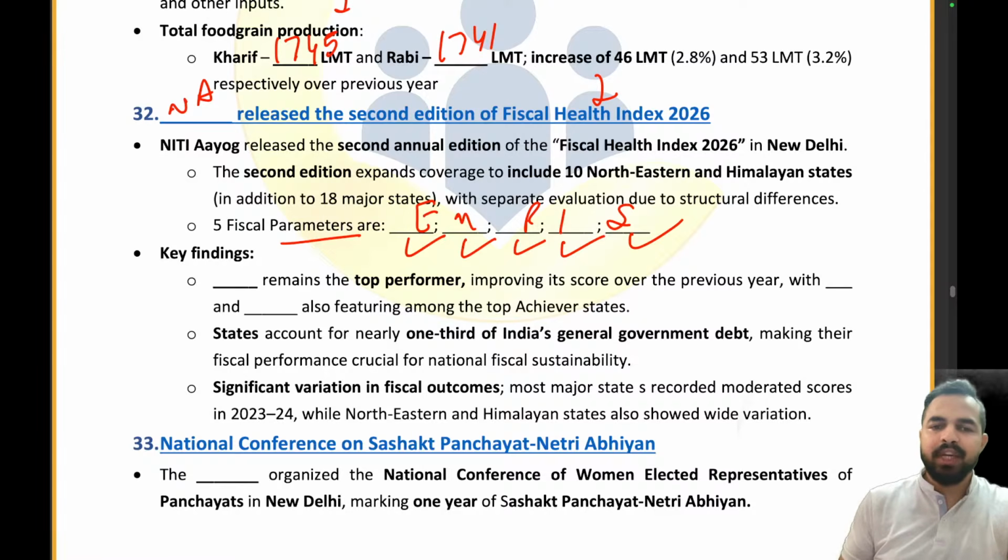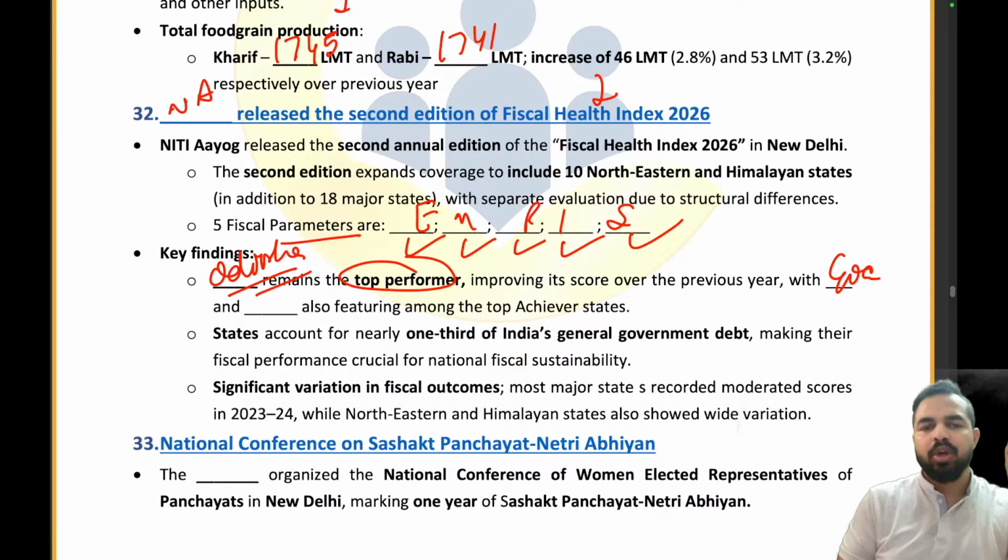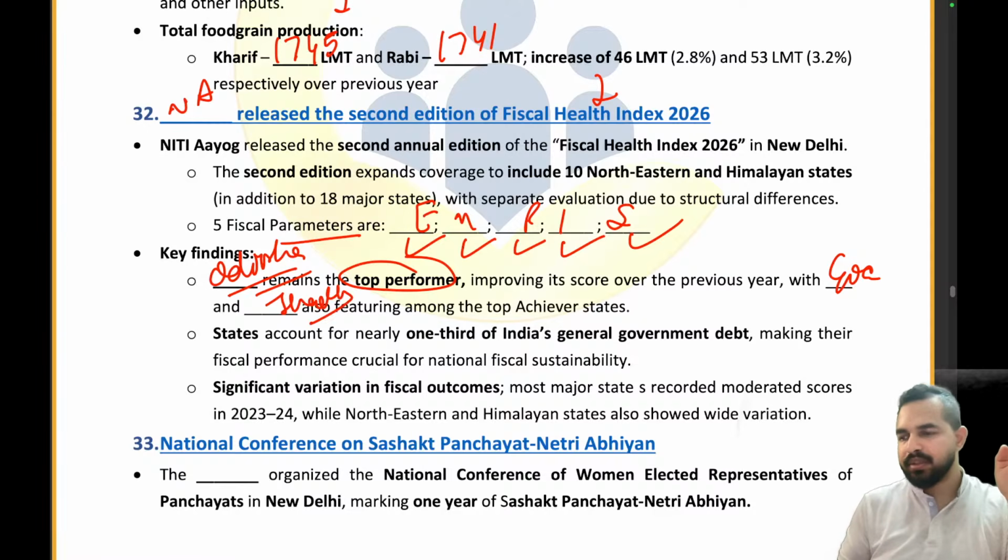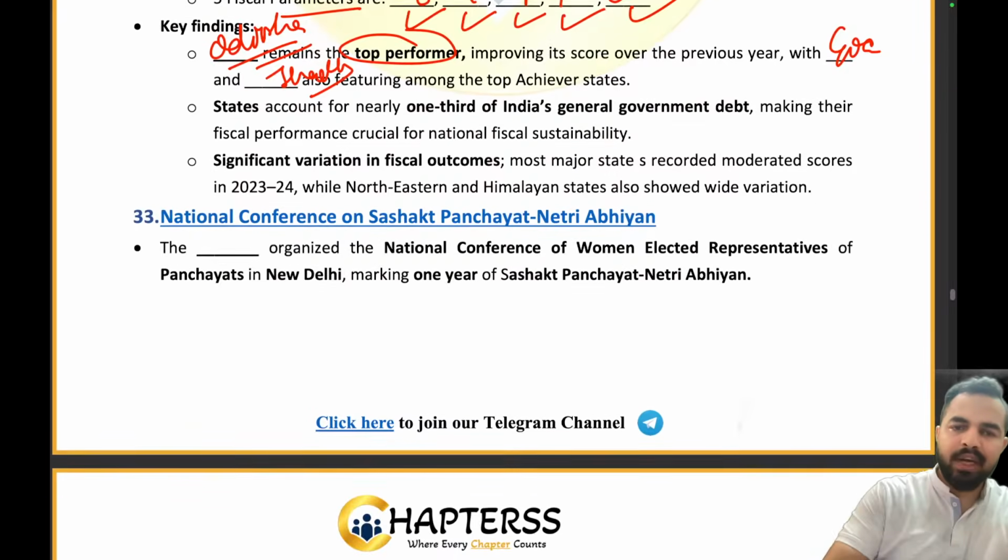Now moving on, what is the name of the top performer? It is Odisha. Odisha remained the top performer, with Goa and Jharkhand. Goa and Jharkhand are the top achiever states. Clear everyone? Clear to everyone?